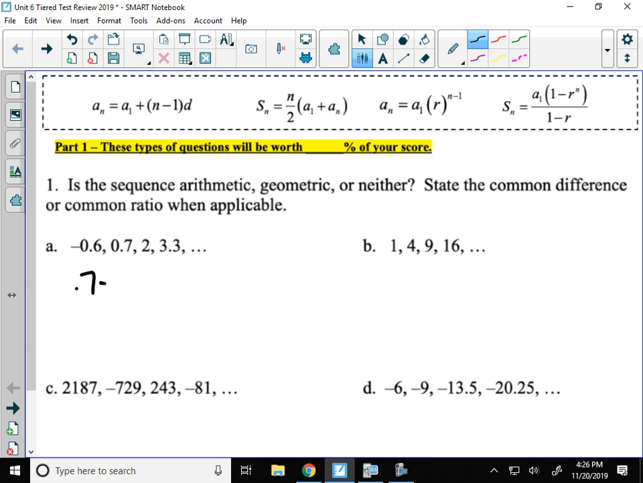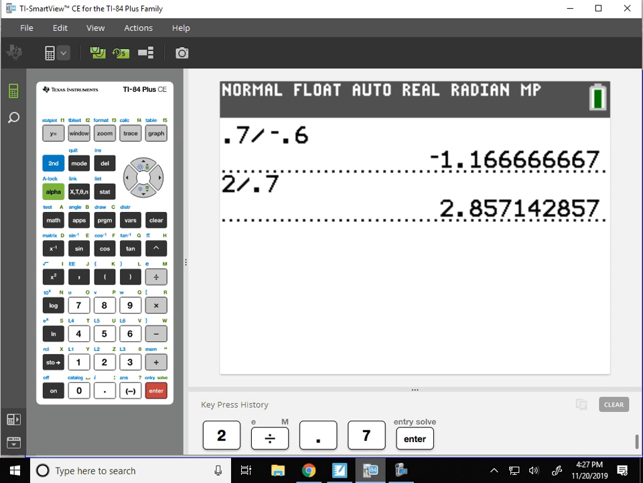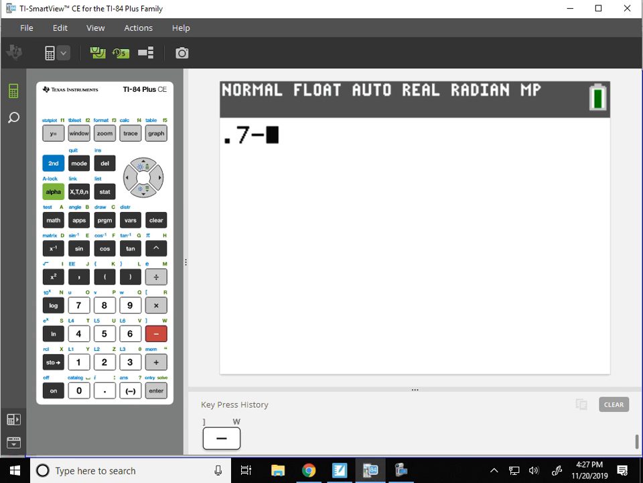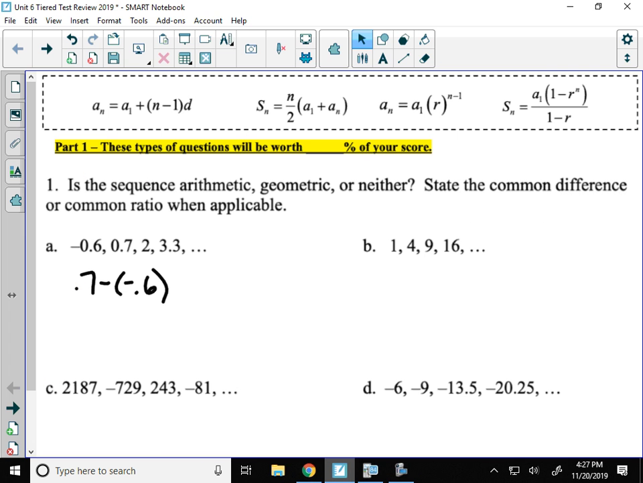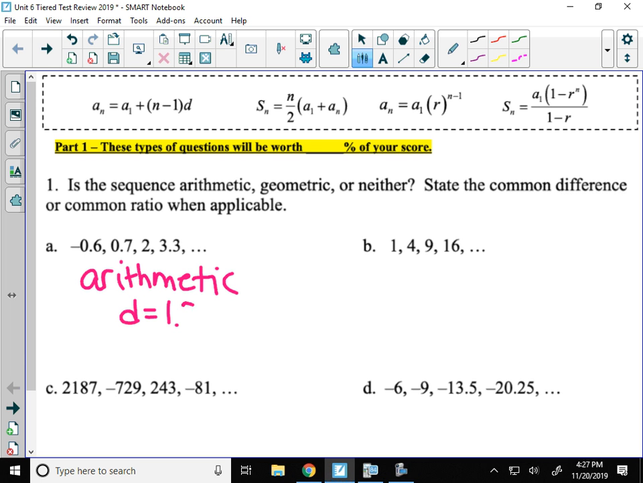0.7 minus negative 0.6, I get 1.3. Then I check to see if I add 1.3, do I get to 2? Well, 0.7 plus 1.3 is 2. So therefore, this is an arithmetic sequence, and the common difference is 1.3.